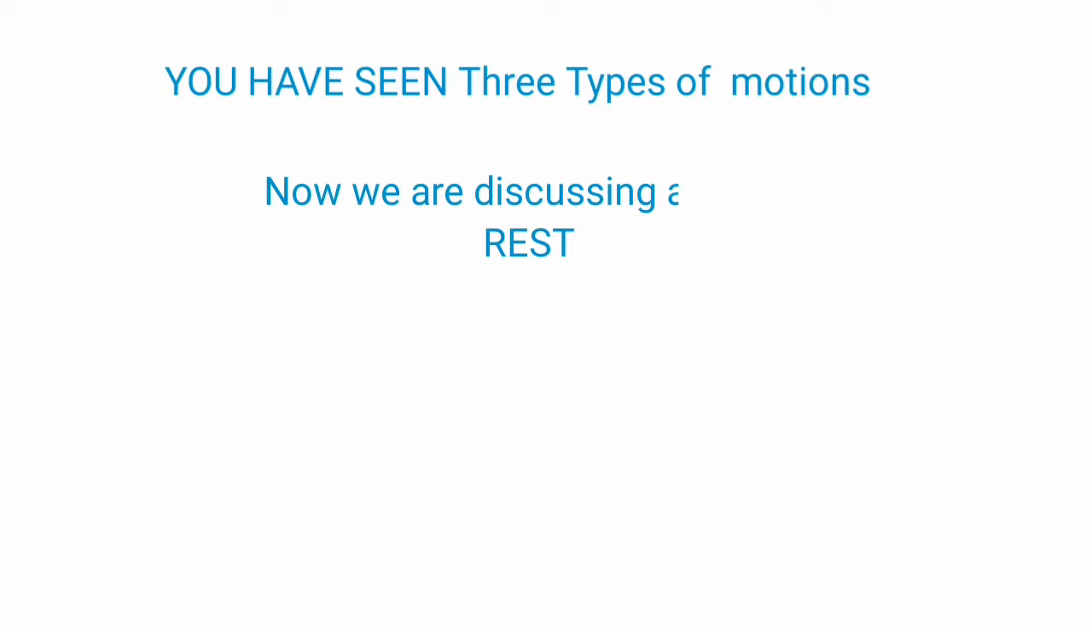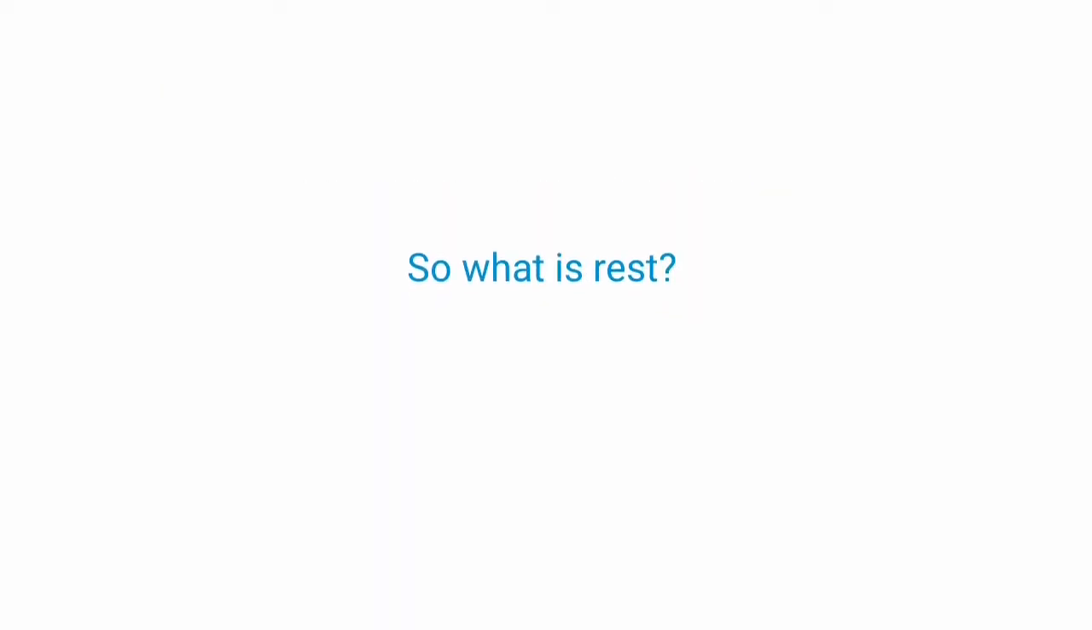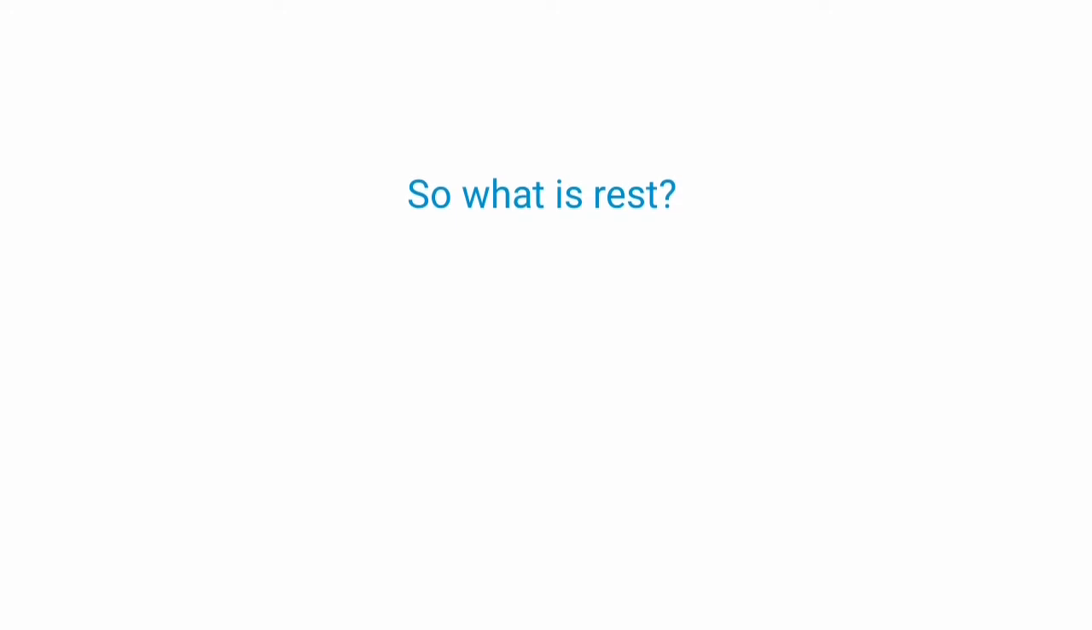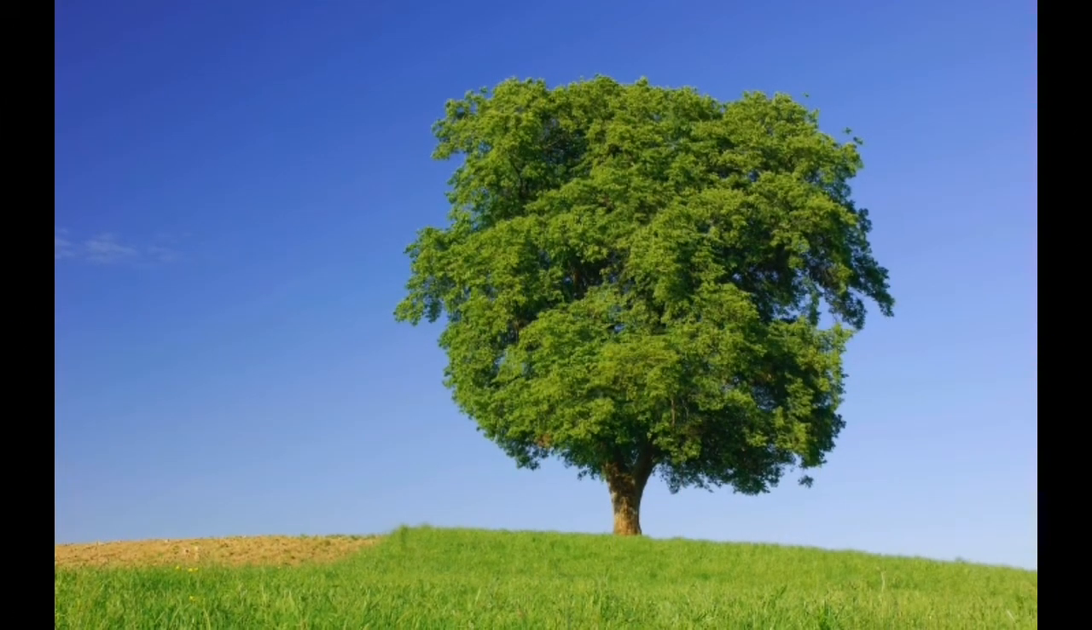You have seen three types of motion. Now we are discussing rest. So what is rest? Rest is the opposite of motion. A tree is the best example of rest, because it is only moved when air flows, and at other times it is not moved, it stands still.